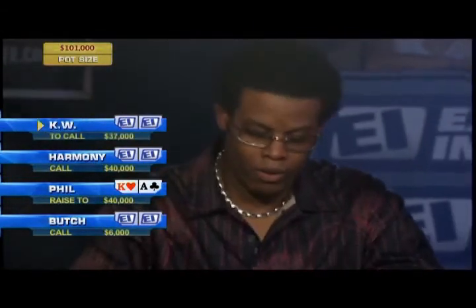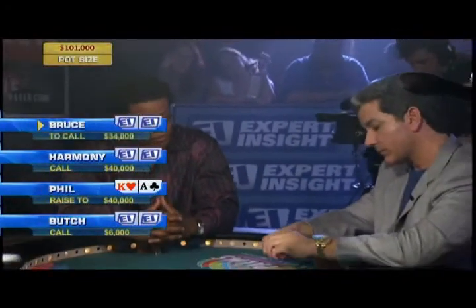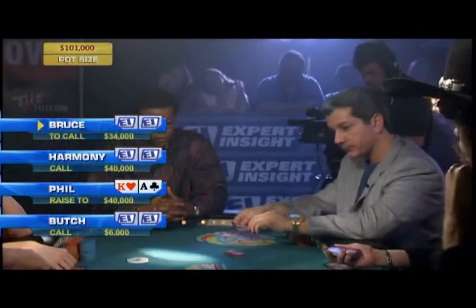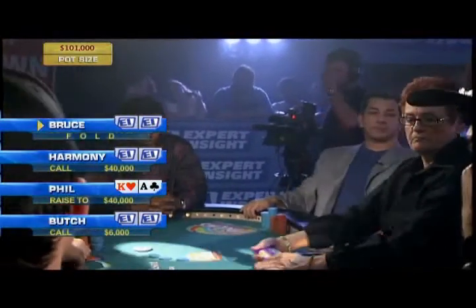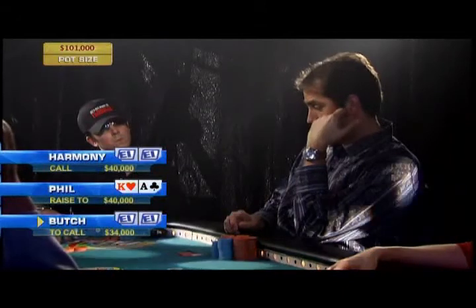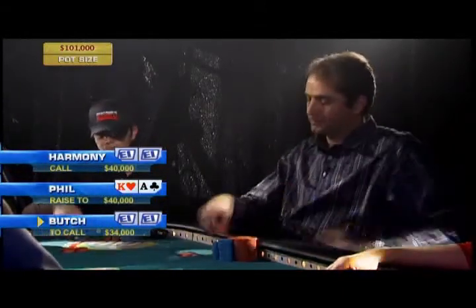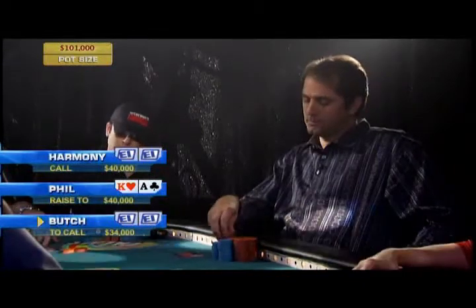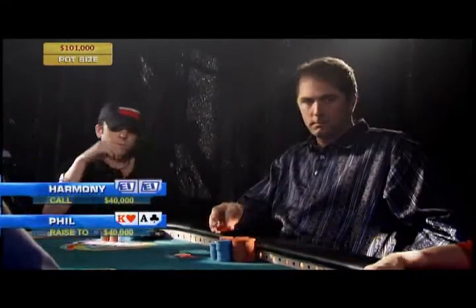Not a KW. Passes. And around to Bruce. Let's hope he doesn't play. Bruce lays it down. Back to Butch. I was really hoping to get heads up with Butch, but doesn't look like that's going to happen. Who passes? No, not going to happen. Instead, I'm heads up with Harmony out of position.